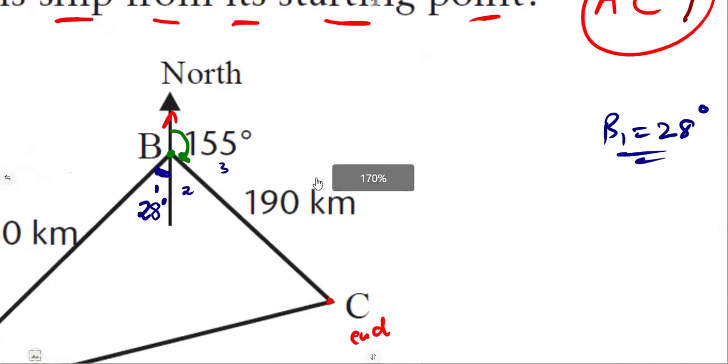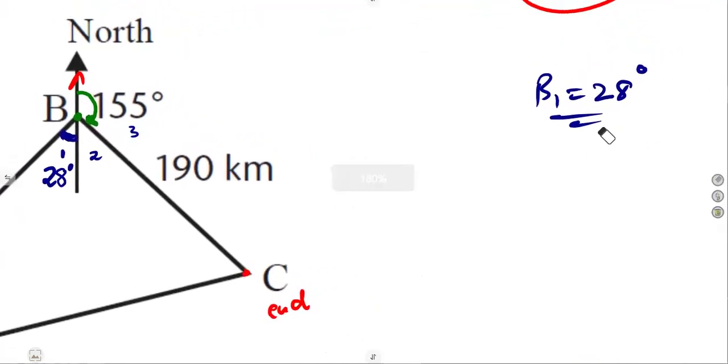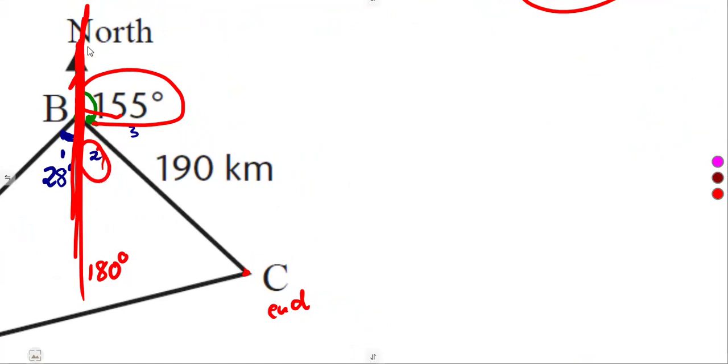How can we find this angle B2? If we consider properly for angle B2, we can see that this is a straight line. Angles on a straight line add up to 180 degrees. So 155 and B2 are the two angles which lie on a straight line.